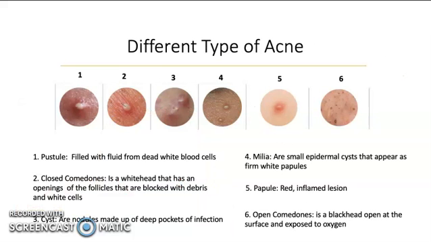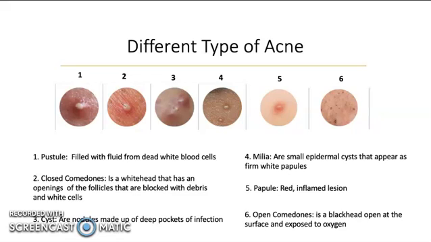The different types of acne. So the first one is called a pustule, which is filled with fluid from dead white blood cells. The second one is a closed comedone, which is a whitehead that has an opening of the follicle that is blocked with debris and white cells.